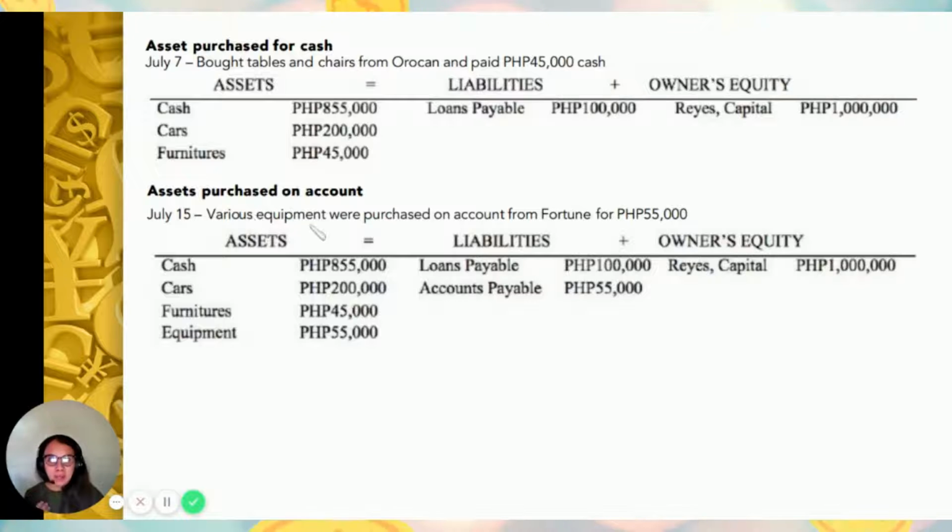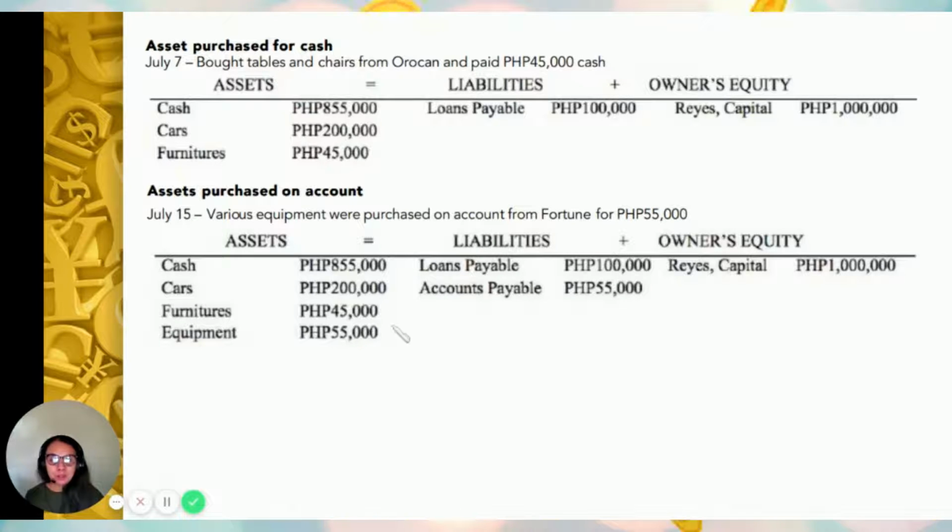The company or our business received equipment, and the amount of the equipment was 55,000. So we record it here under the assets. It's equipment worth 55,000. Now, in this case, we didn't pay cash, so there wouldn't be any changes in our cash balance. Instead, it was purchased on account. So that means we have accounts payable. Accounts payable is our obligation. It is something that we have to pay in the future. So since we bought equipment, but we haven't paid anything, then we have accounts payable. And this accounts payable amounts to 55,000 pesos.